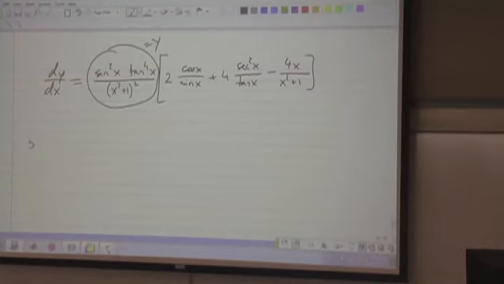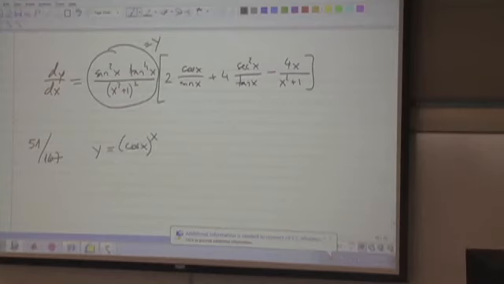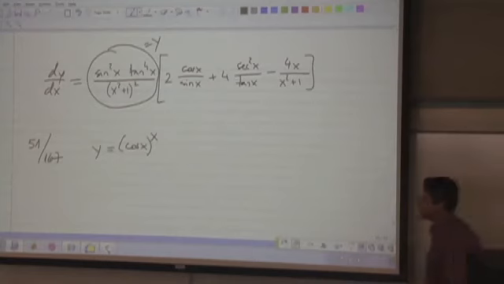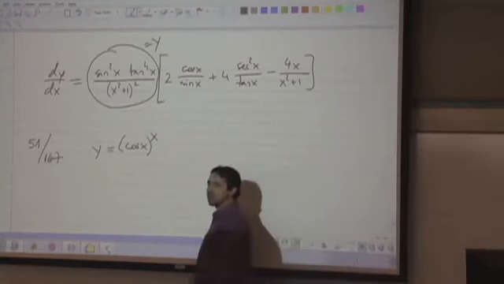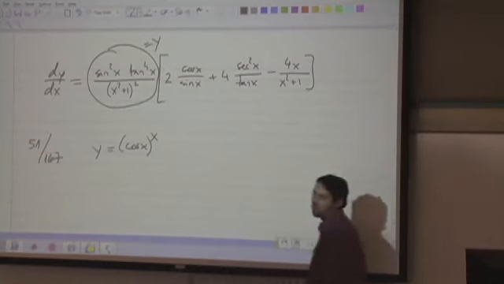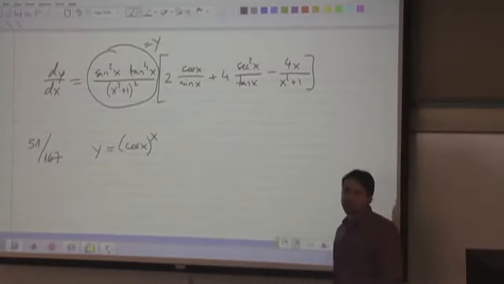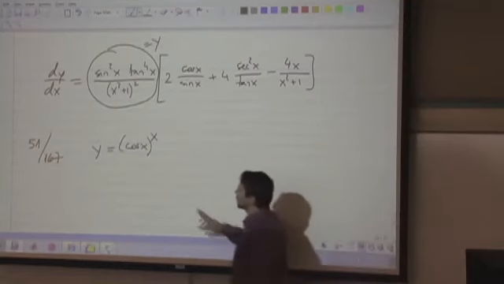Okay, 51. You should enjoy this one. Cosine of x to the power x. Now we haven't actually learned how to take derivatives of exponential functions, and we'll do that as soon as I'm done with this problem. But before we get there, notice what we're actually looking at here.